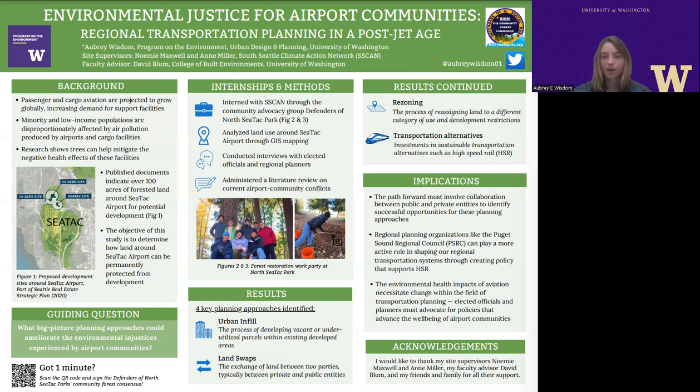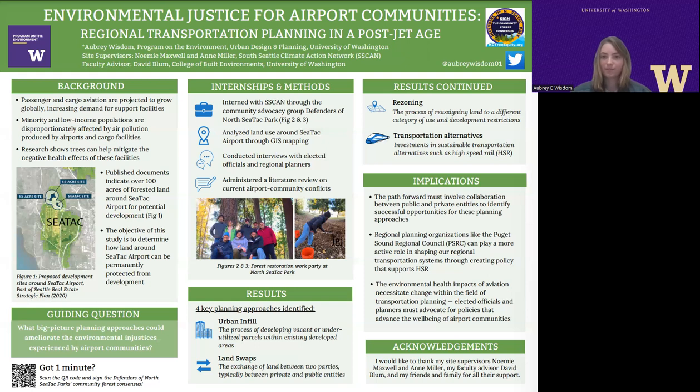So the results of my research indicated that there are 4 key planning approaches for protecting communities from airport expansion and hopefully lessening the environmental injustices they face. These approaches included urban infill and land swaps. So these planning methods can conserve critical forested land by incentivizing development to happen on already developed areas. Also, rezoning of land. So the land in North SeaTac Park is currently zoned as aviation commercial, meaning at any time it can be developed for airport purposes. So zoning, it's really critical that it must be changed to park, and this is the most long-term solution to protect it. And probably most interesting to me was the theme of transportation alternatives, like high-speed rail.